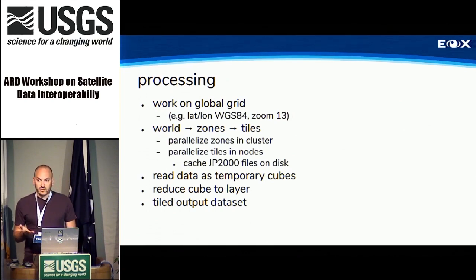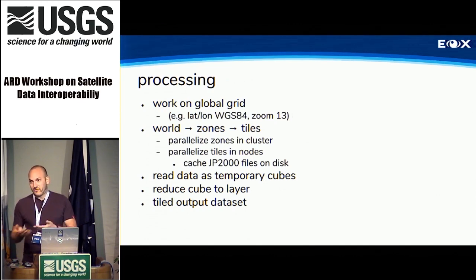Now to our processing chain. We of course work on a global grid, so we don't use the MGRS grid for Sentinel for processing, but a global projection. In our case, lat long, so WGS 84, where zoom level 13, assuming the WMTS system of tile pyramids and grids, matches best the Sentinel-2 resolution. At the equator, we're at around 9 point something meters, which matches the 10 meters resolution of Sentinel-2.